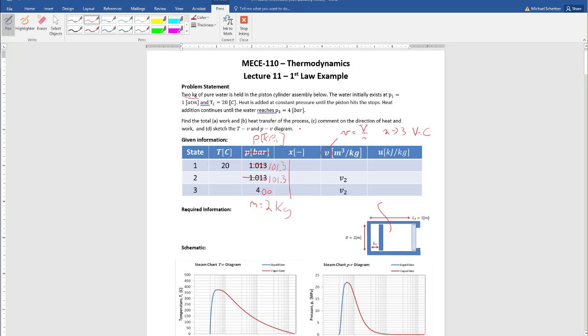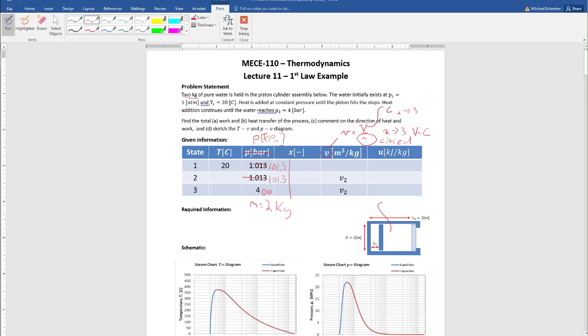Right. So here we moved from state 2 to state 3 at constant volume. So we know that this volume is constant from state 2 to state 3, and we know also that because this system is closed, the mass is constant the whole time, right? So if the volume is constant and the mass is constant, then the specific volume from state 2 to state 3 must also be constant.